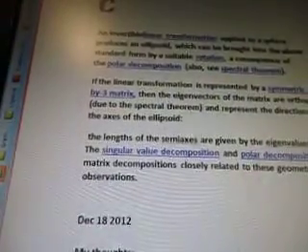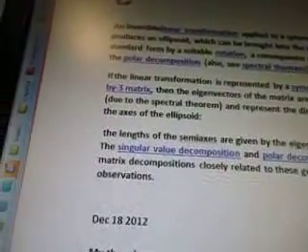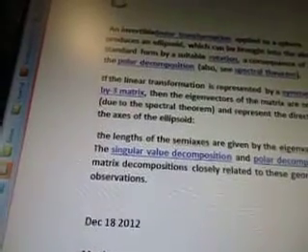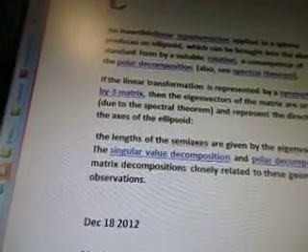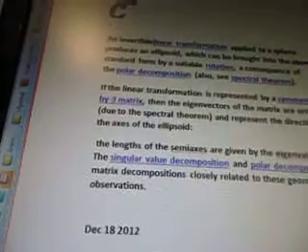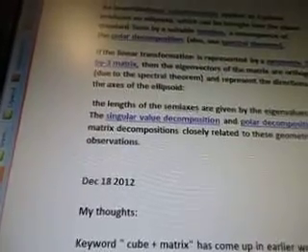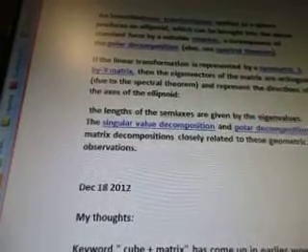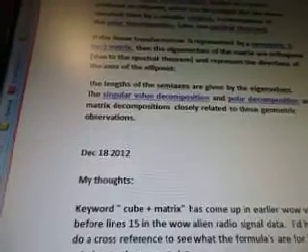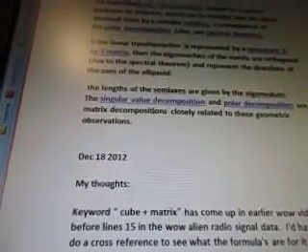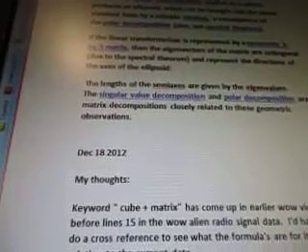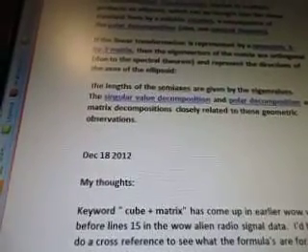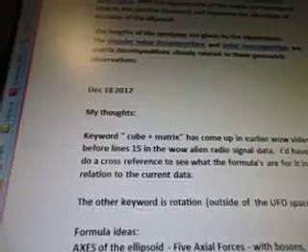Also see spectral theorem. If the linear transformation is represented by a symmetrical 3-by-3 matrix, then the eigenvectors of the matrix are orthogonal due to the spectral theorem and represent the directions of the axis of the ellipsoid. The lengths of the semi-axis are given by the eigenvalues. The singular value decomposition and polar decomposition are matrix decompositions closely related to those geometric observations.